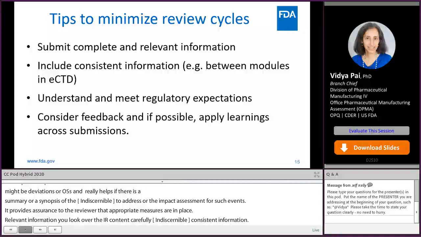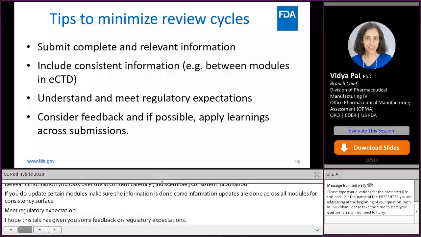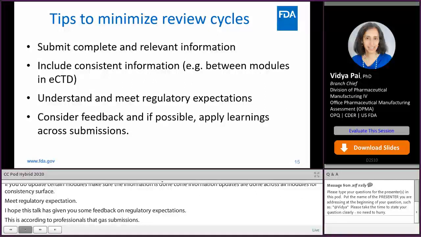Understand and meet regulatory expectations. I hope this talk has given you some feedback on regulatory expectations. And last but not the least, this is a call out to regulatory professionals that draft submissions. Do be mindful of agency feedback, and if at all possible, apply the learnings from one application to others. And this really would be instrumental and have a multiplying effect with regards to our review efficiency and turnaround.